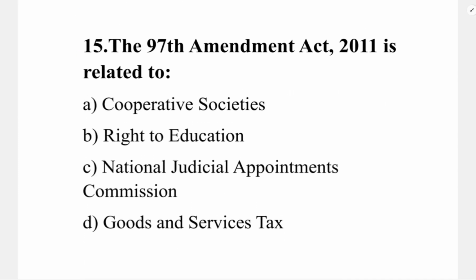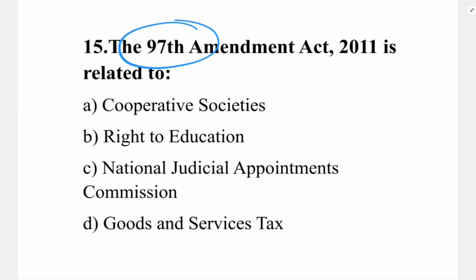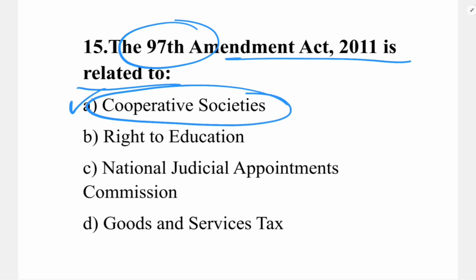Next question. The 97th Amendment Act 2011 is related to option A, cooperative societies. Option B, right to education. Option C, National Judicial Appointments Commission. Option D, goods and service tax. So the correct answer is option A, cooperative societies.